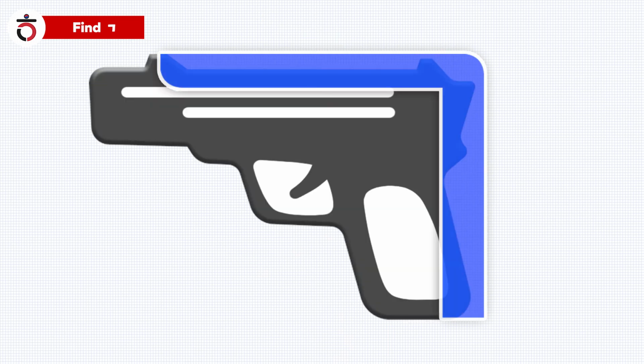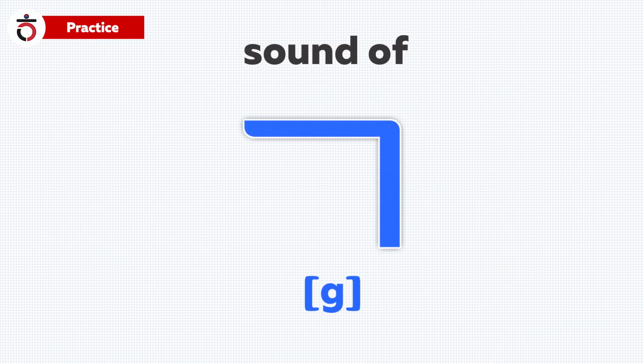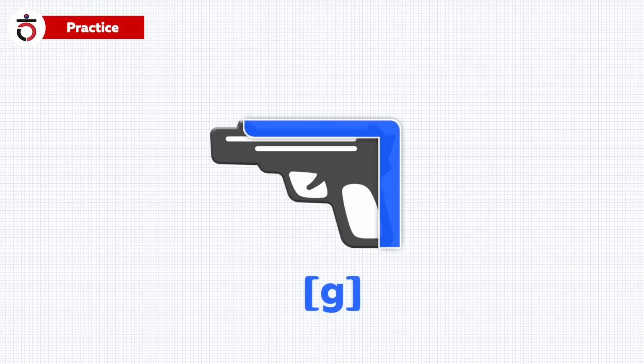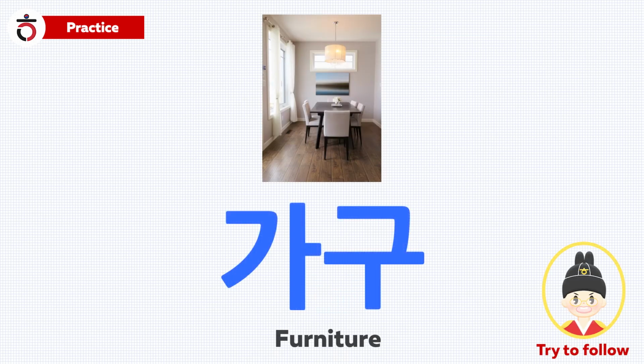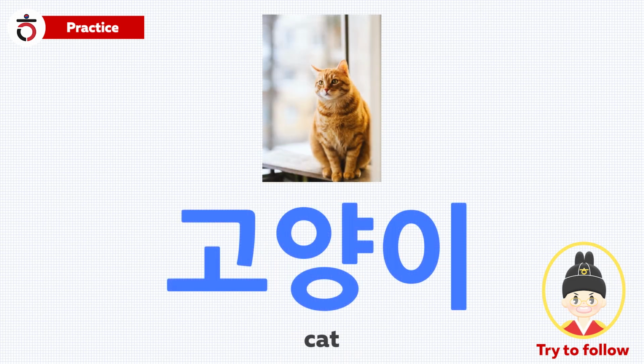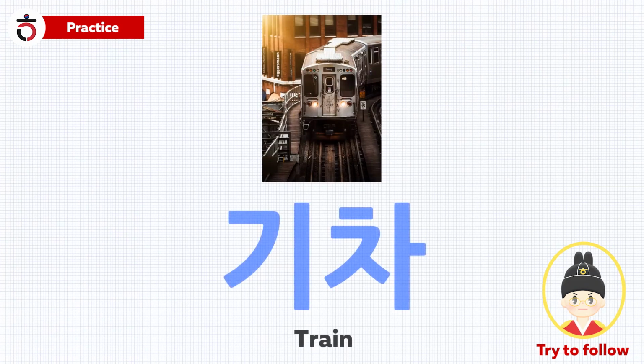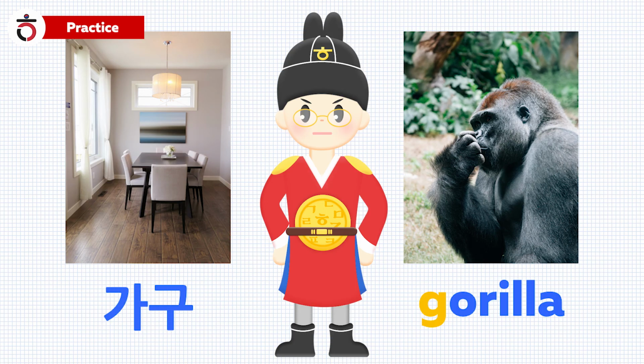So I think you know the shape of giyuhg for sure. Let's move on to the sound of giyuhg. Please listen carefully to the Korean words we have learned today. G, 가구. G, 고양이. G, 감자. G, 기차. Can you tell the difference between the sound of g, 가구, and g, gorilla? I bet they are very close to each other.